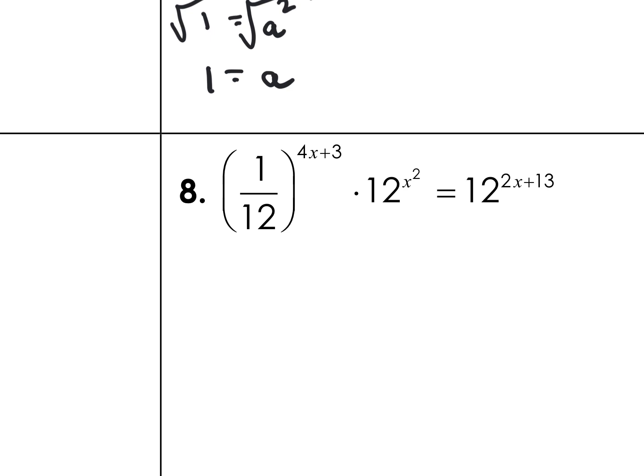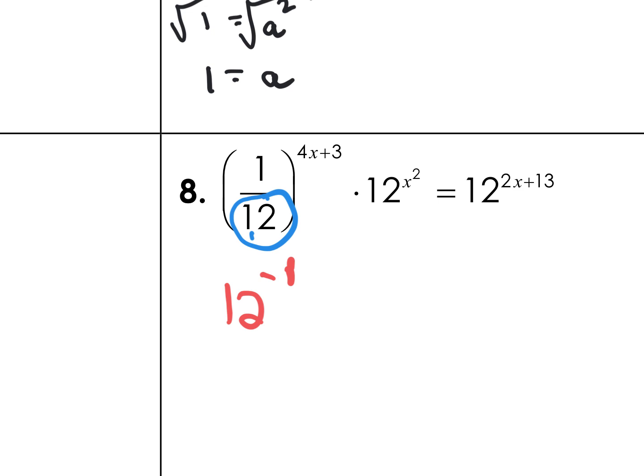Is there a way to make this 12 go up? No. 1/12 is not equal to 12. So it's not the same base. I can make it the same base. How can the 12 in the bottom go to the top? We just did it a second ago. Change the power. To a what? Make this a 12 to the negative 1.